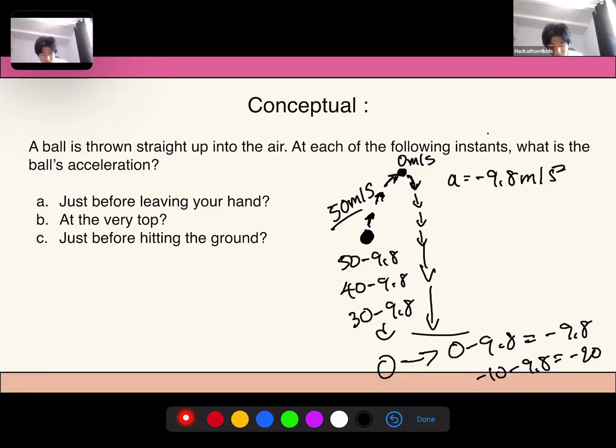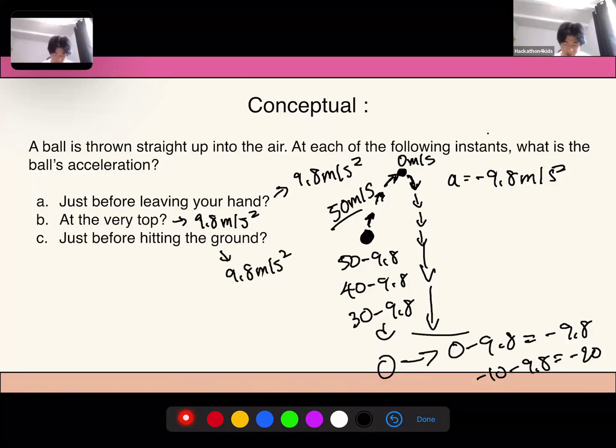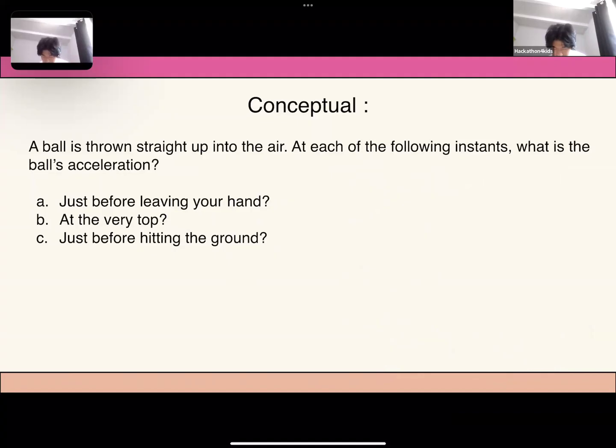At each of the following instances, what is the ball's acceleration? A, just before leaving your hand, it's going to be 9.8, right? It left your hand, okay? So it's going to be 9.8 meters per second squared. At the very top, it's still in the air, still experiencing that gravitational pull. It's still going to experience 9.8 meters per second squared. Just before hitting the ground, it doesn't matter, it's still in the air, still 9.8 meters per second squared. So it's all the same. It's in the air, and there's no other forces acting on it other than gravity, so it gets that 9.8 meters per second squared, okay?